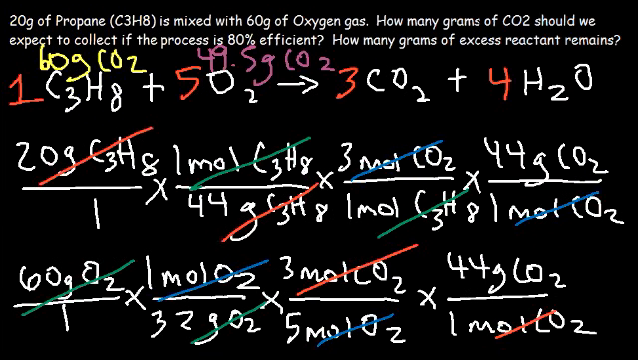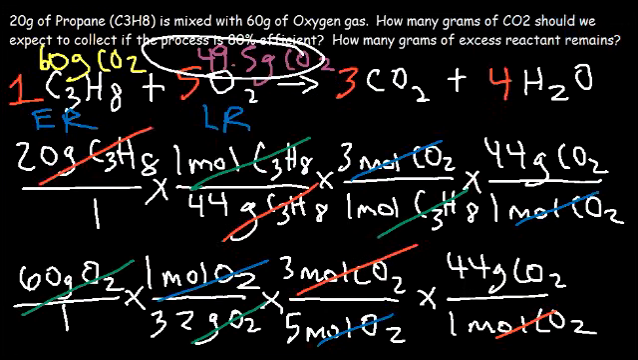Since 49.5 is less than 60, the 49.5 is the correct theoretical yield, which means that O2 is the limiting reactant. Remember, the limiting reactant will always generate a smaller amount of product. The excess reactant will give you a larger value, which will not be the right answer.